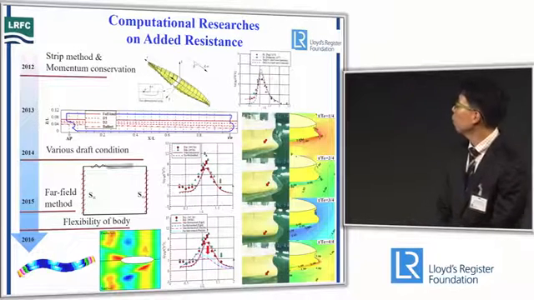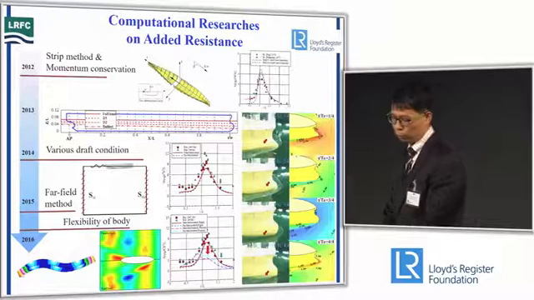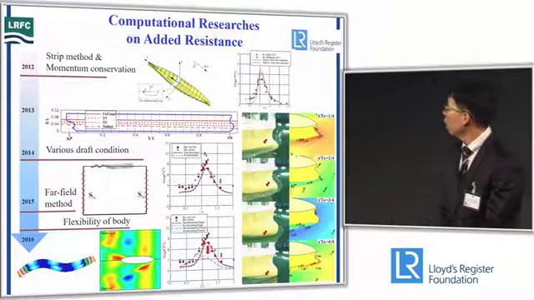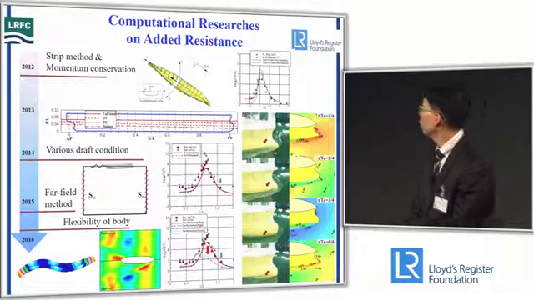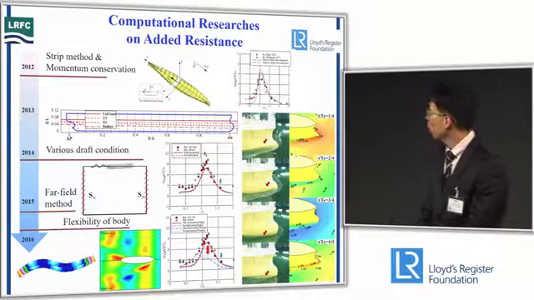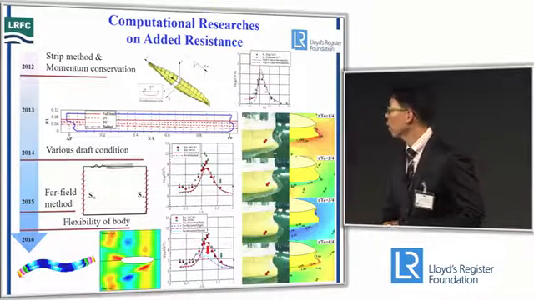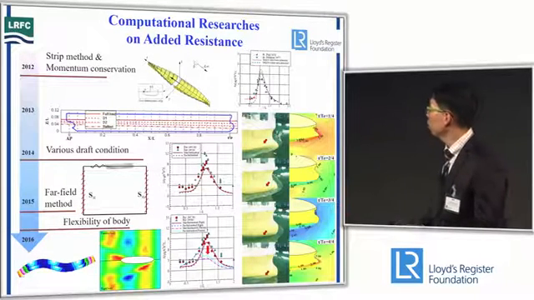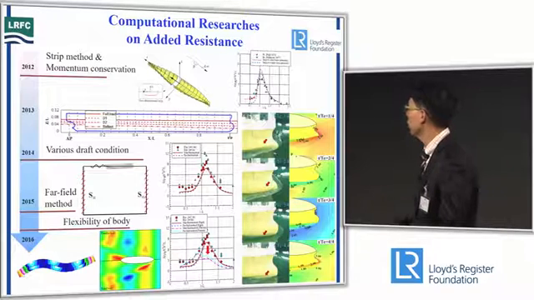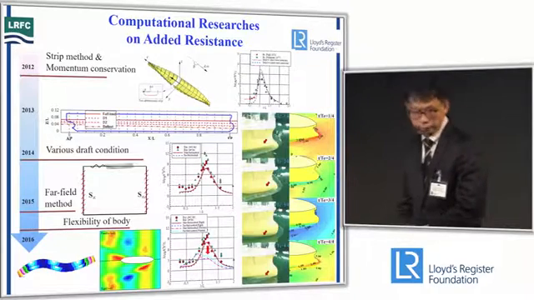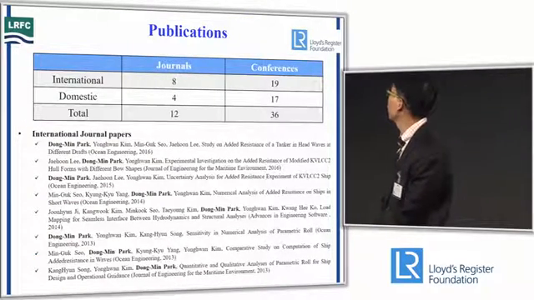In 2012, I used 3 methods and the momentum conservation method to compute added resistance. In 2014, added resistance was computed using the Rankine panel method, and we compared the numerical result and experimental result. In 2015, the far field method was applied, and we compared the near field method and far field method, and we got almost the same result. In 2016, the flexibility of the body was considered like in these figures, and we can see the decrease of added resistance. And this is the result of my publications.